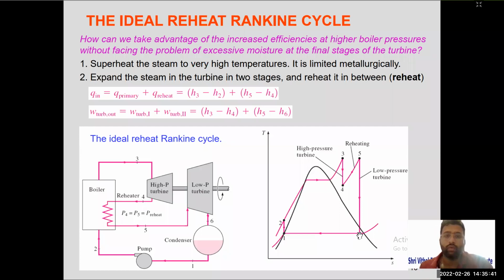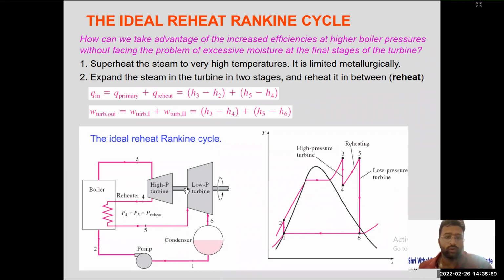Now you can see work is produced in two stages. First is high pressure, then there is low pressure. Then 6 is the inlet to the condenser. 6 to 1 is condensation. Steam is converted into water. Water is again pumped in the pump from 1 to 2.